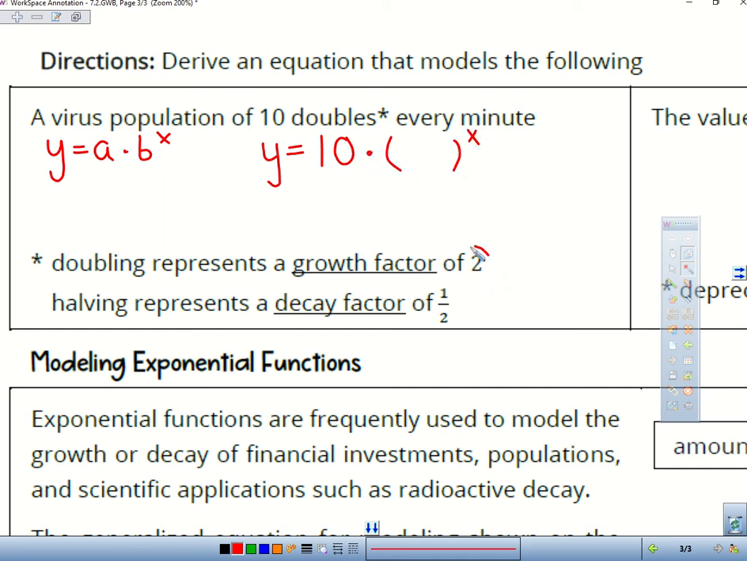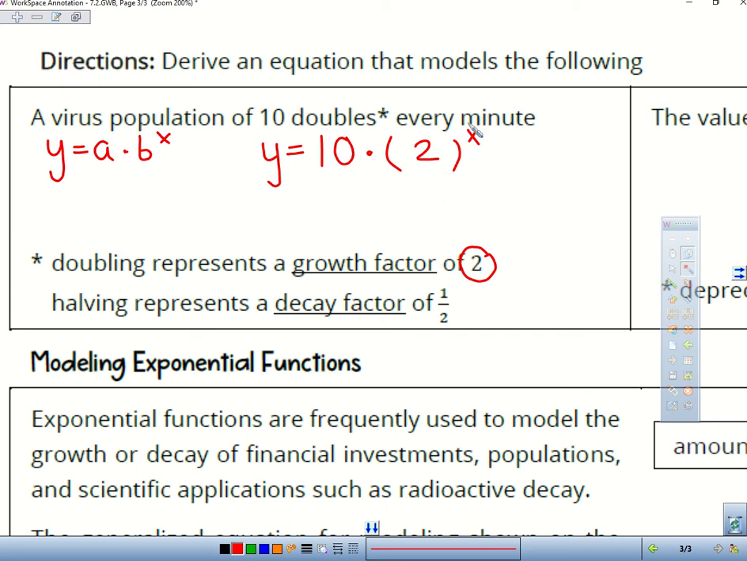In this case, they gave us our growth factor right here. It's 2. So if they give you the growth factor, you don't have to do any conversions or anything. They've already given it to us. So anytime you're doubling, it's going to be 2, tripling is going to be 3, and so on. And then halving would be 1/2, which is 0.5. So any questions about that?